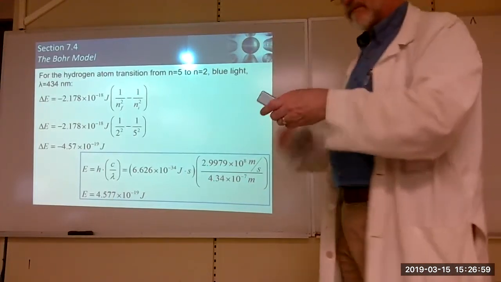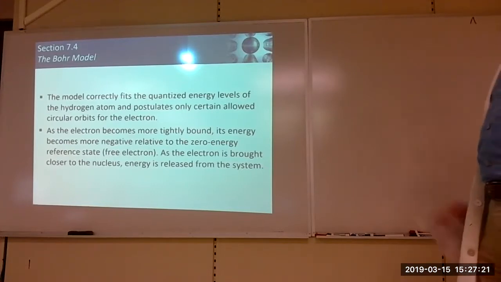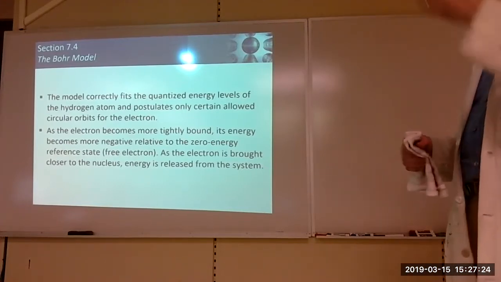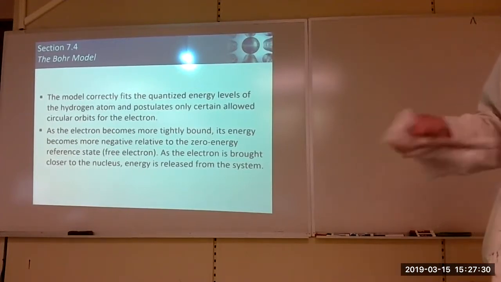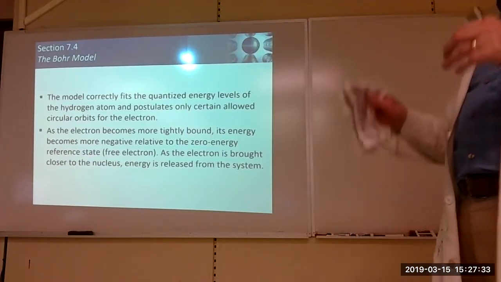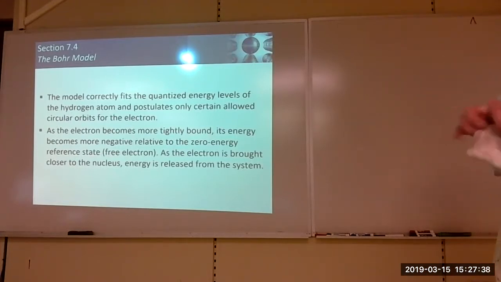So here we go. So far, so good. The good things about the Bohr model, at least for the hydrogen atom: the model correctly fits the quantized energy levels, and agrees with the transition states that are allowed, and that's a common term in quantum mechanics, which is an outgrowth of this. What's allowed? That just means it's statistically based.